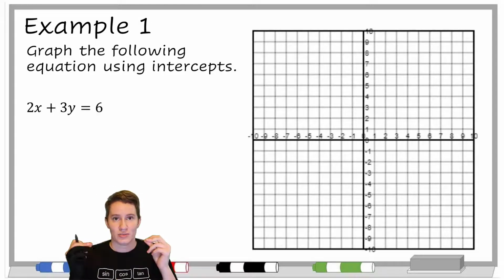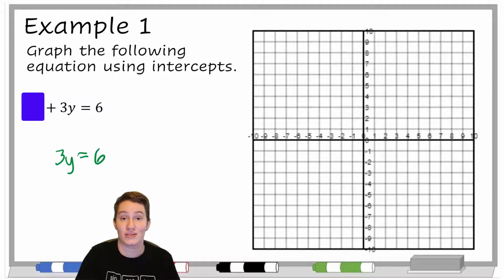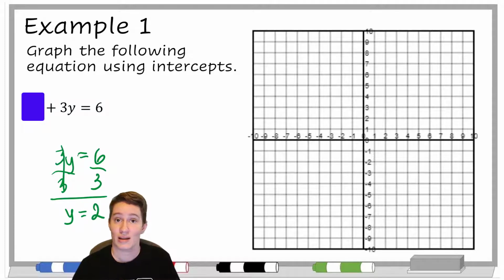I'm going to cover up the 2x so that now I can divide both sides by 3, or maybe the easier thing to do, because I'm going to have to write this a couple times, is to say, okay, I've covered up the 2x, so it's not there. Now let's solve 3y equals 6. So divide both sides by 3, and I get that y equals 2. What that means is I have a y-intercept over here at 2.